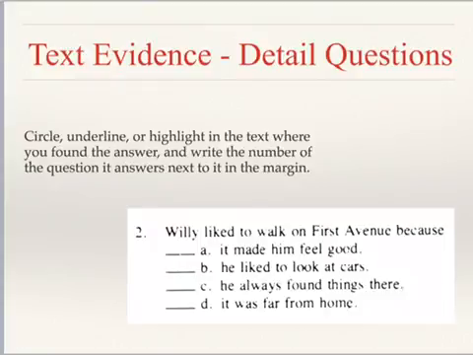You should have read the story, so you probably already know the answer to this question. Willie liked to walk along First Avenue because why? Because it made him feel good. Now I circle the answers. You don't have to do that. You can put a check mark or an X on the line, but make it obvious what answer you're choosing.